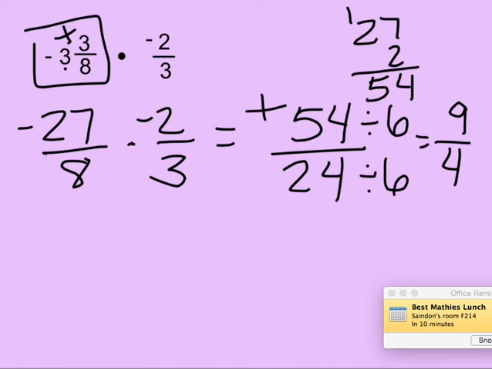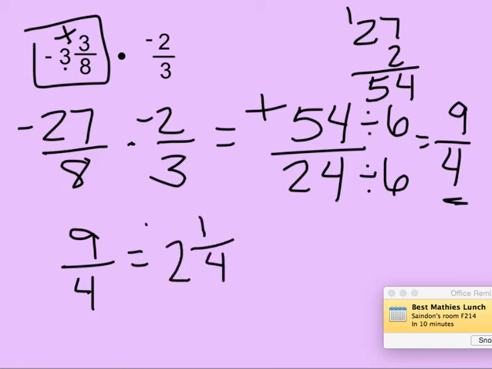Now notice this is still not simplified, so I have to change it to a mixed number. So I want to change that to 2 and 1/4. That would be my final answer. That is simplified.